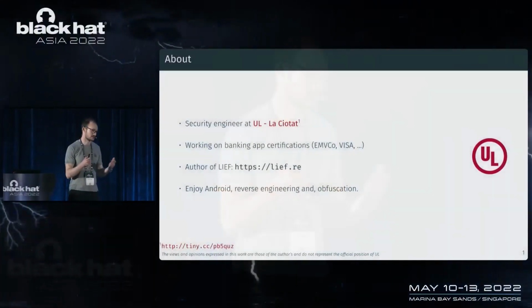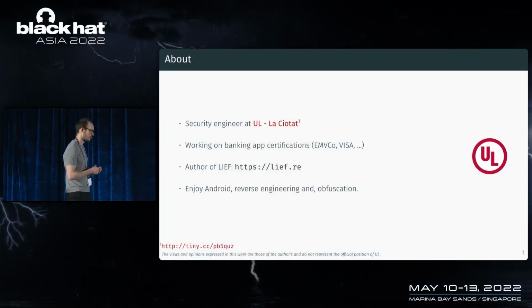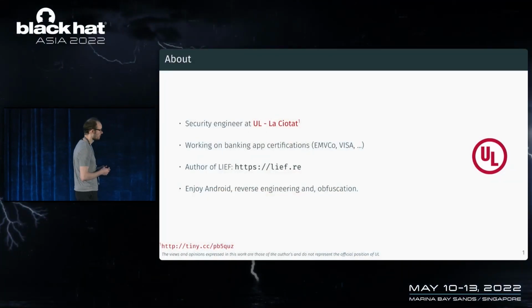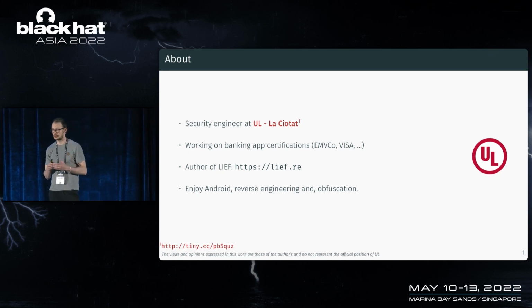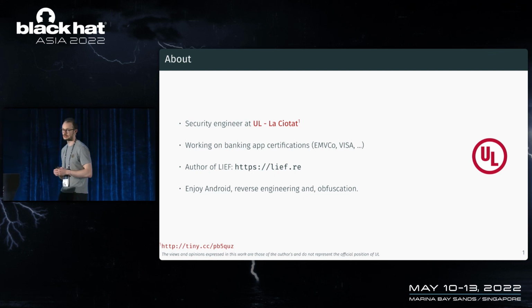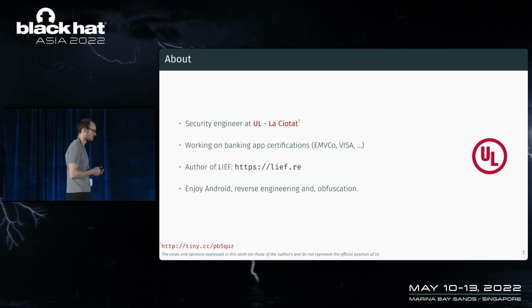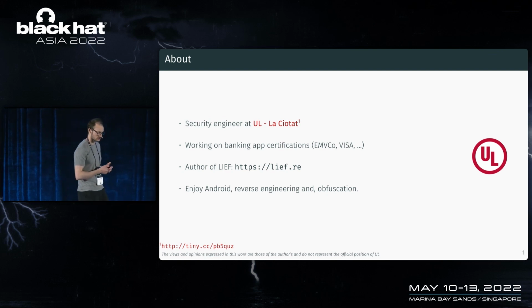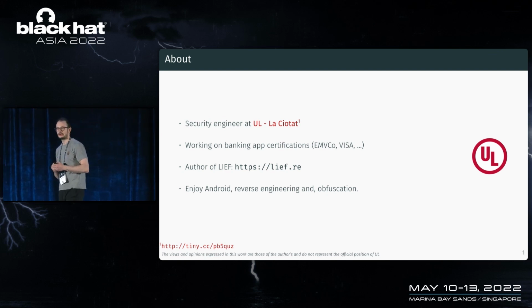So I'm Romain Thomas, I'm a security engineer at UL, where I perform security evaluation on mobile banking apps. And I enjoy dealing with reverse engineering and obfuscation, mostly for mobile applications. And I'm also the author of LIEF, which is a library that can be used to manipulate executable formats.